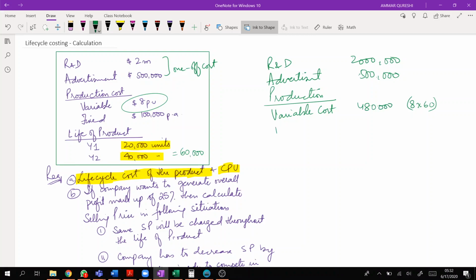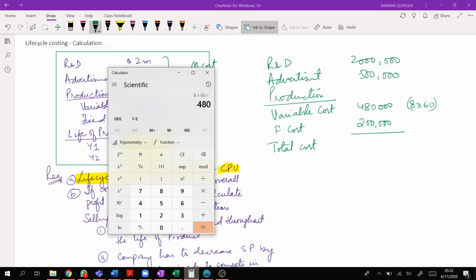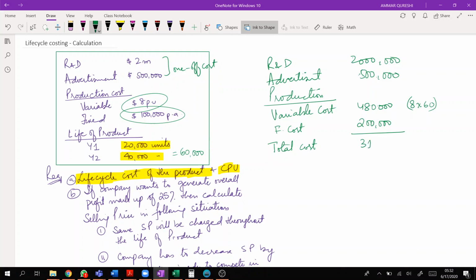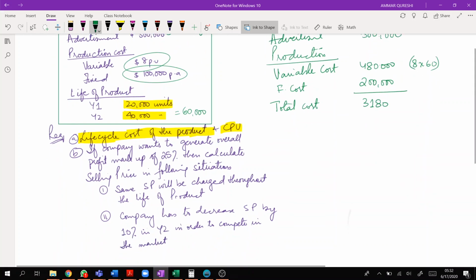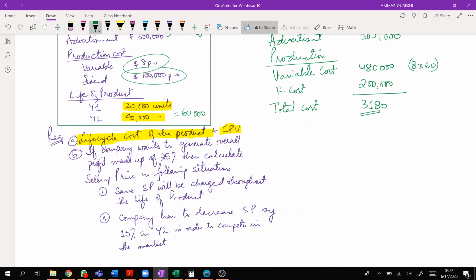right? And fixed cost will be what? See, there are 2 years, right? So fixed cost is 100,000 per annum. So for 2 years, this will be 200,000, 100,000 times 2. So the total cost for the whole life of the product will be what? 2 million plus 500 plus 480 plus 200. It's going to be 3180, right? So overall cost is 3180 thousand for the whole life of the product.